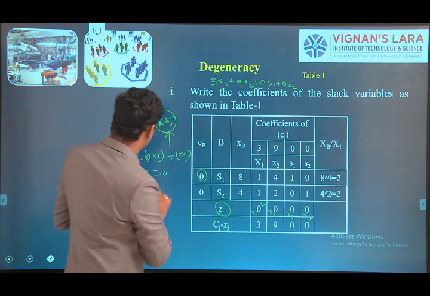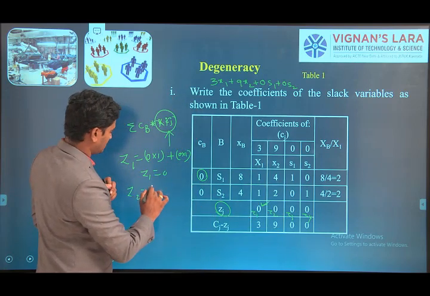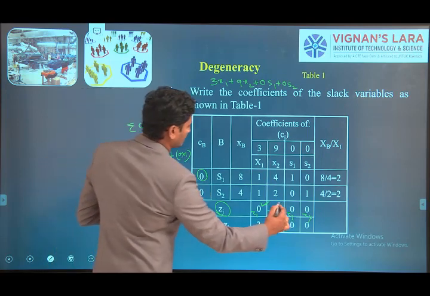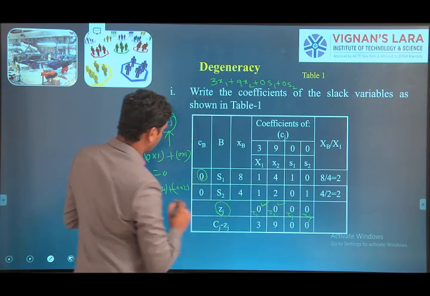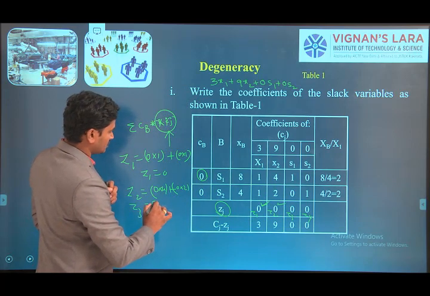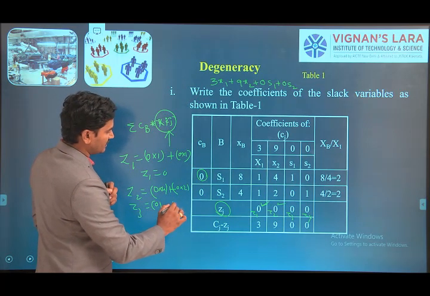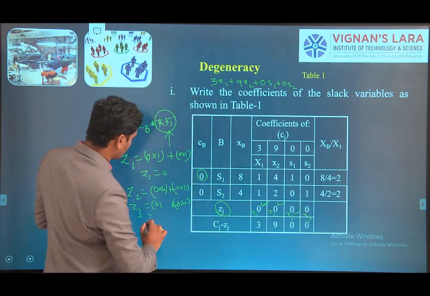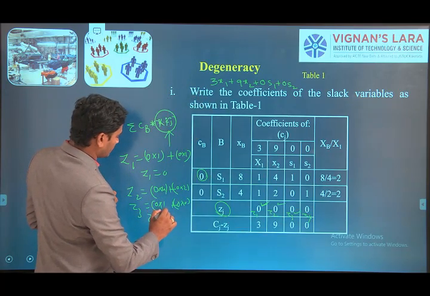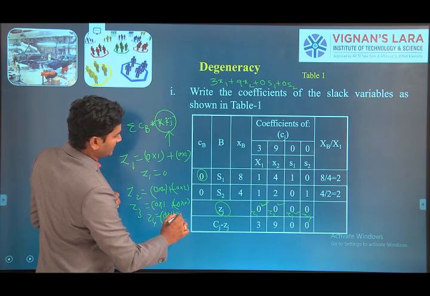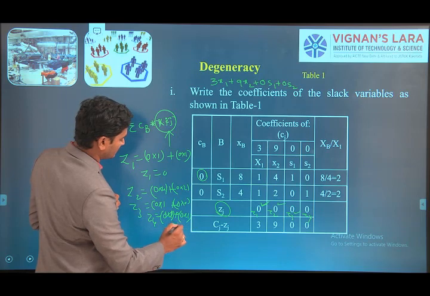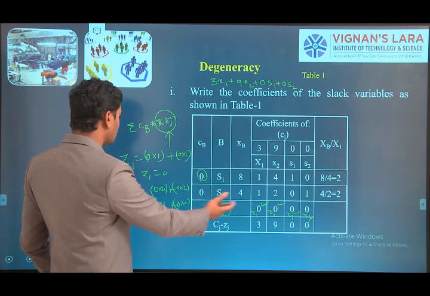Next coming to Z2, same like 0 into 4 plus 0 into 2, 0. Here coming to third column, Z3 also 0 into 1 plus 0 into 0. Again we get 0. Similarly Z4 equal to 0 into 1 plus 0 into 0 plus 0 into 1. From this also we get 0. These are the Zj values.